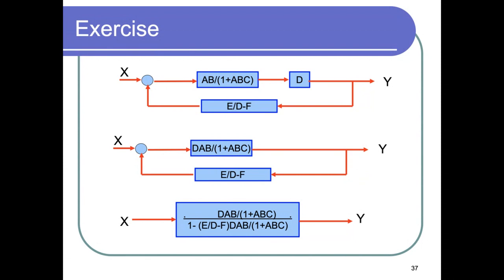So now, let's say we move the pickoff point to after D. If you do that, you have to divide by D. So we have E over D in parallel with F, so it will be E over D minus F. This is the feedback, and this is the gain. So you have A over D minus F, and this is the gain, and then you do the feedback formula. This is what you get.